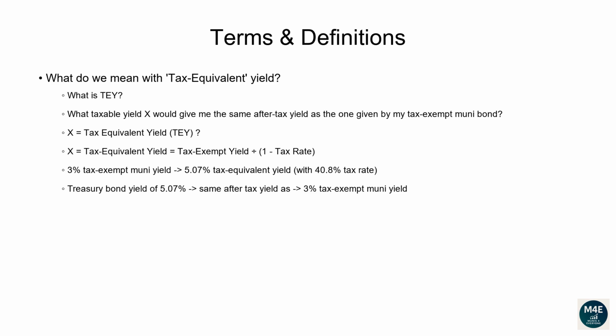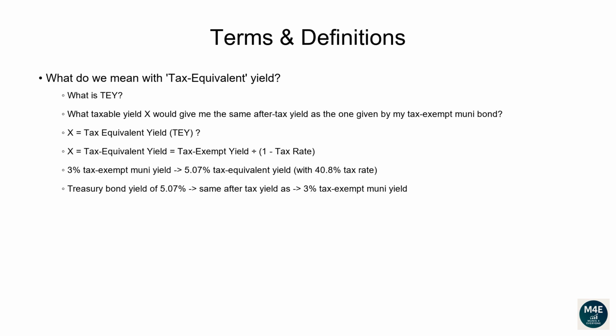What do we mean with tax-equivalent yield? From the previous slide, we know most but not all Muni bonds offer tax-exempt yields. However, in order to fairly compare a Muni bond to a taxable bond like a US Treasury, we need to ask, what taxable yield X would give me the same after-tax yield as the one given by my tax-exempt Muni bond? This X is what is usually called tax-equivalent yield, TEY, and it shows what a taxable bond would need to yield to match the Muni's tax-free return.